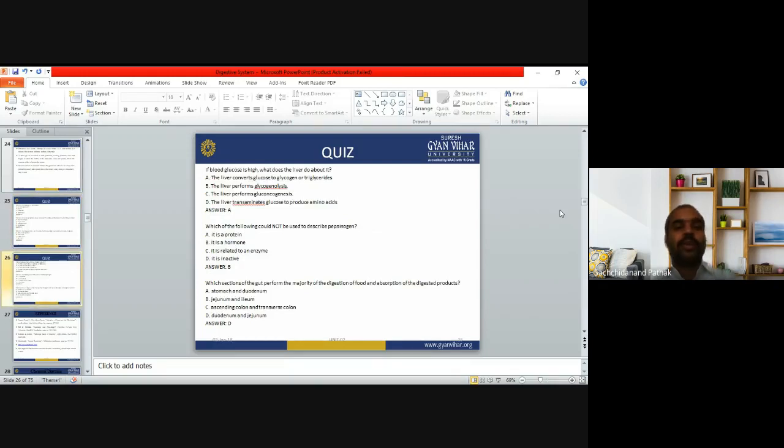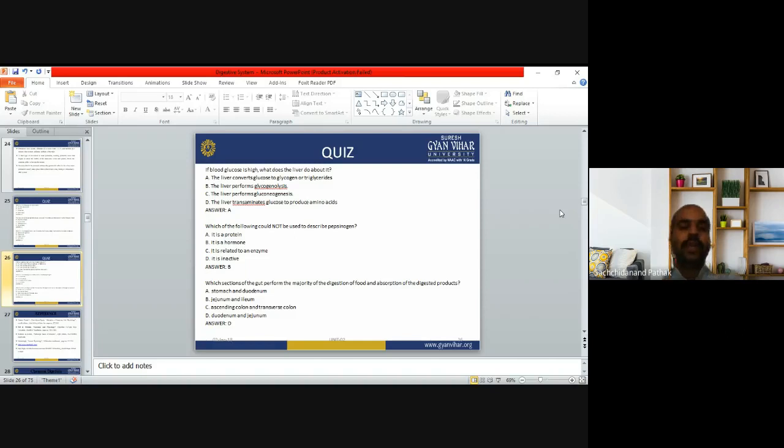Next question: if blood glucose is high, what does the liver do about it? Blood glucose going higher means hyperglycemia chances will be there. The glucose level in the blood is higher, so how can the liver reduce it? By converting the glucose to glycogen. See, there are four answers. A, the liver converts glucose to glycogen or triglyceride. B, the liver performs glycogenolysis. C, the liver performs gluconeogenesis. D, the liver transaminates glucose to produce amino acids.